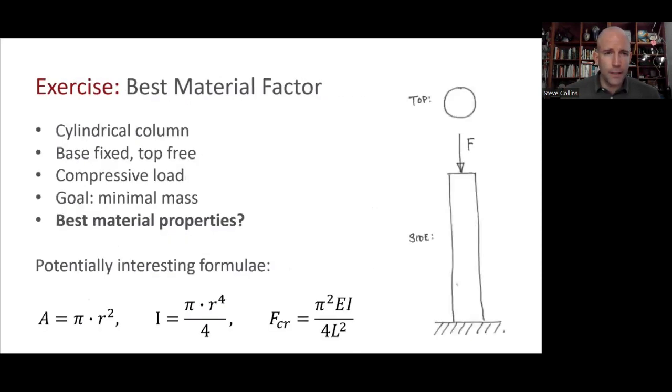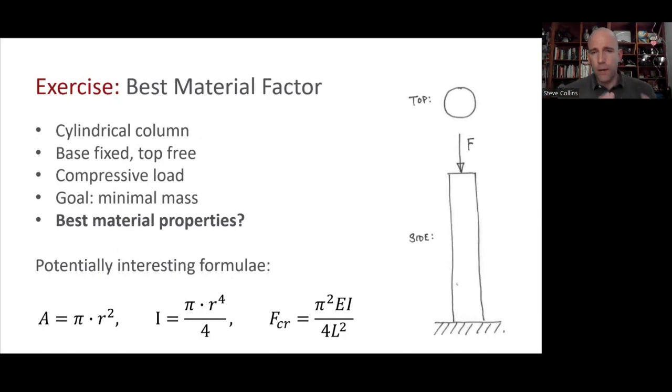Okay, so let's root this in a specific example. Here we have an exercise where I'm asking you to pick the best material factor for this loading scenario. We have a cylindrical column with a fixed base and a free top. It's under a compressive axial load. And the goal in this application is to minimize the mass of the component. So this is a problem that we're now very familiar with.